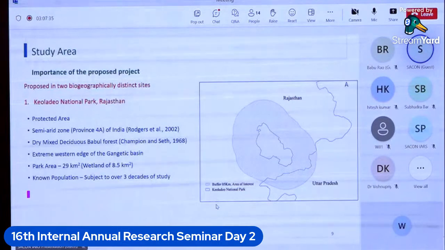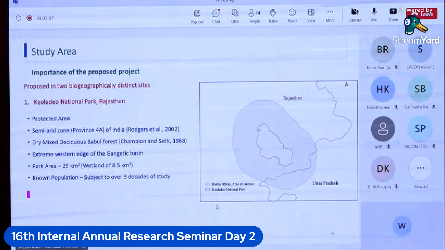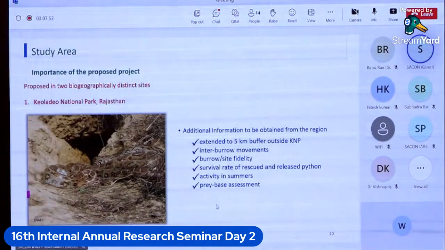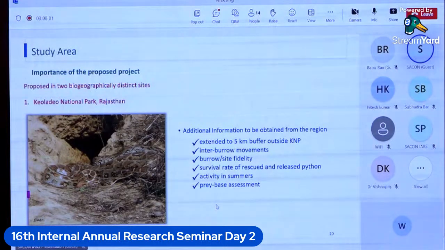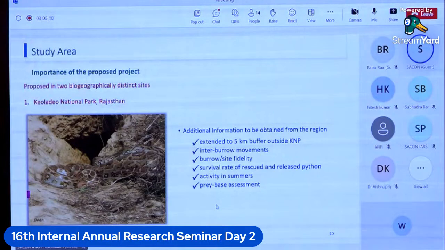For this, we are carrying out the study in two biogeographically distinct regions. One is Keoladeo National Park, a very well-known protected area of semi-arid biogeographic type. It is a very small area of 29 square kilometers with a known population. Though several studies have already been carried out, the present study is attempting to extend its boundaries not just within Keoladeo National Park but also outside. With the identification method that I will be discussing in the second objective, we will also try to find out the inter-burrow movements, burrow fidelity, survival rates, their activities in summers, and also the prey-based assessment in both the regions.